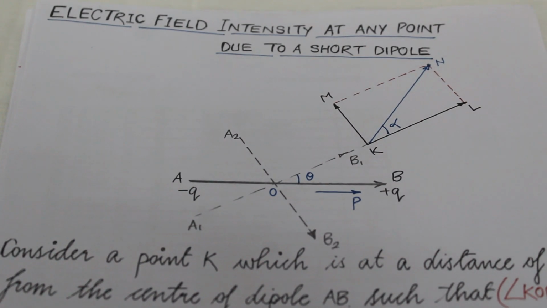Hello friends, in the last lecture we studied how to find the electric field intensity at a point due to a dipole. The point may be on its axial line or on its equatorial line. What if the point is neither on the axial line nor on the equatorial line? Then how do we find the electric field intensity at any point? This we'll study in this lecture. So we'll find the electric field intensity at any point due to a short dipole.